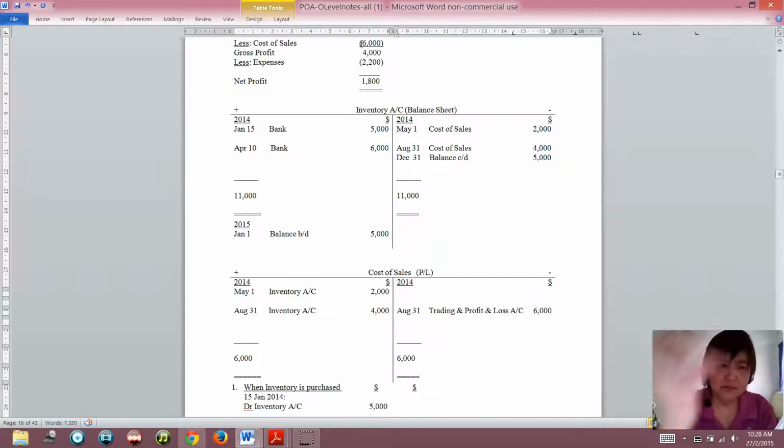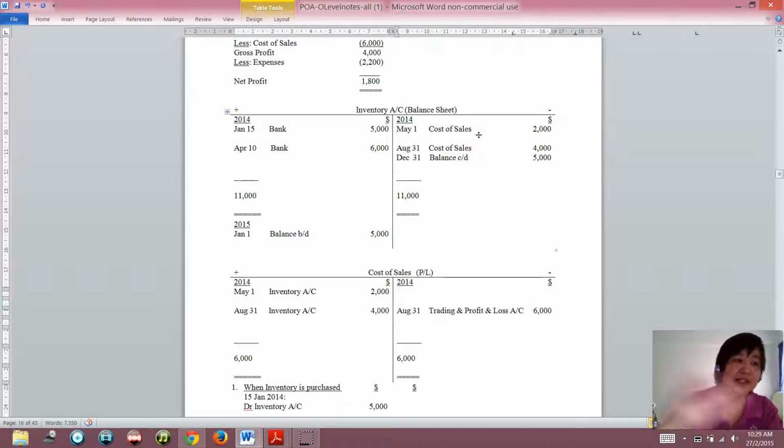The 3,000 was taken out from the stock account, but not recorded. So that means it should be recorded on the credit side of the stock account. It should not be cost of sales. You know why? First of all, you should minus it away from the stock account.